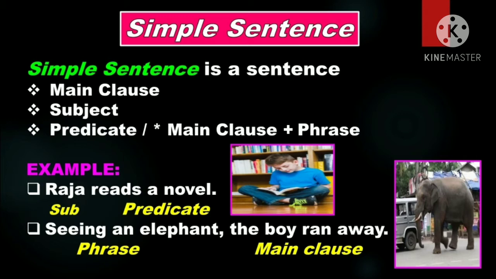The first one is the simple sentence. A simple sentence is a sentence which consists of only one main clause with a single subject and a predicate, or it is a sentence that consists of only one main clause with a phrase. Look at the first example. Raja reads a novel. Here, the subject is Raja and the predicate is reads a novel.